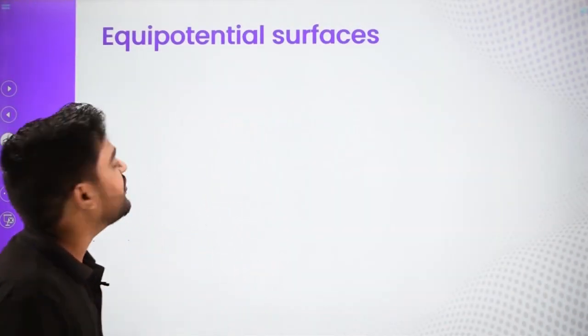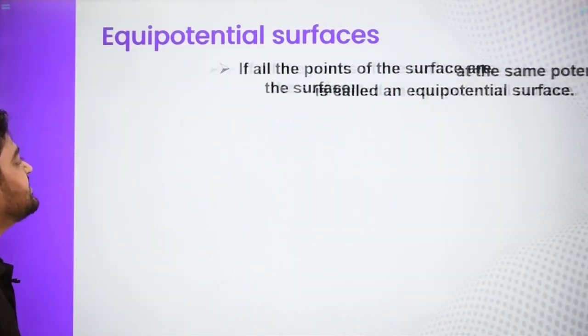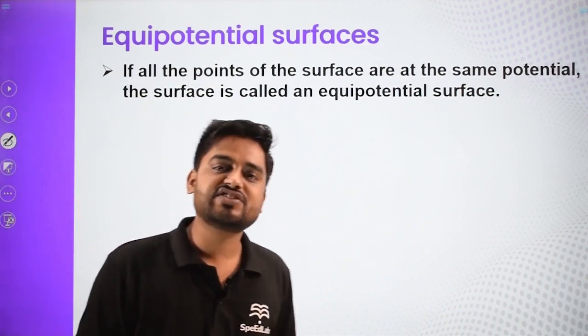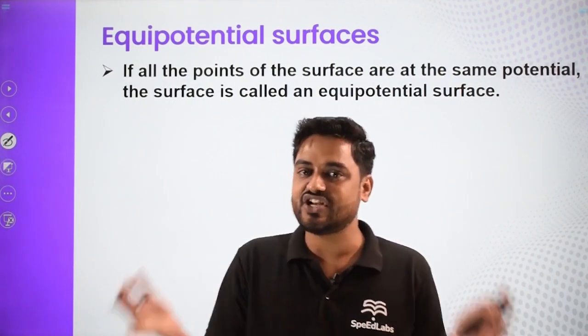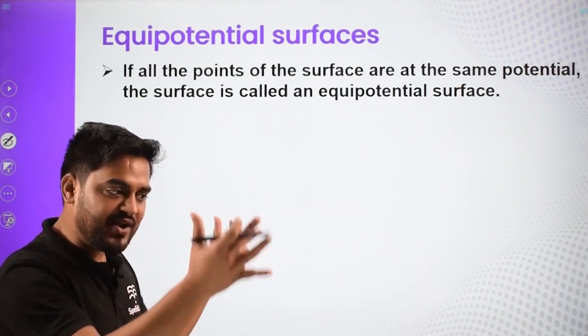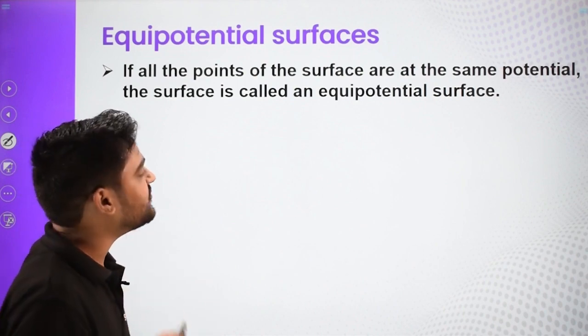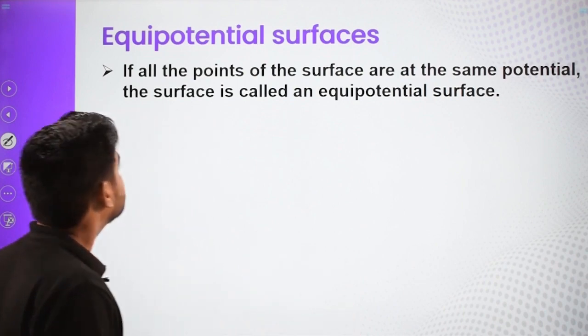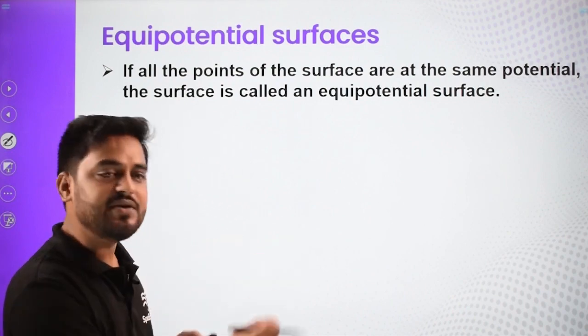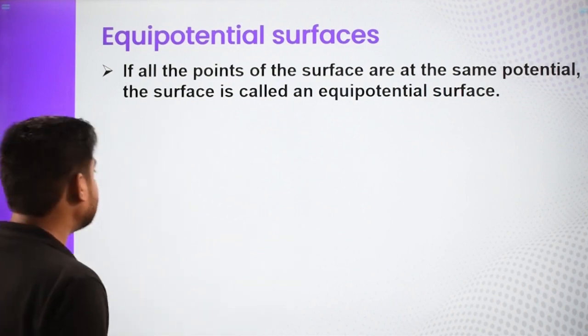Let us discuss equipotential surfaces. So first, what is an equipotential surface? Basically, an equipotential surface is a collection of points. All the points of the same potential, if we collect them and form a surface, then that surface is called the equipotential surface. So on any equipotential surface, if we take any 2 points, the potential would be the same.